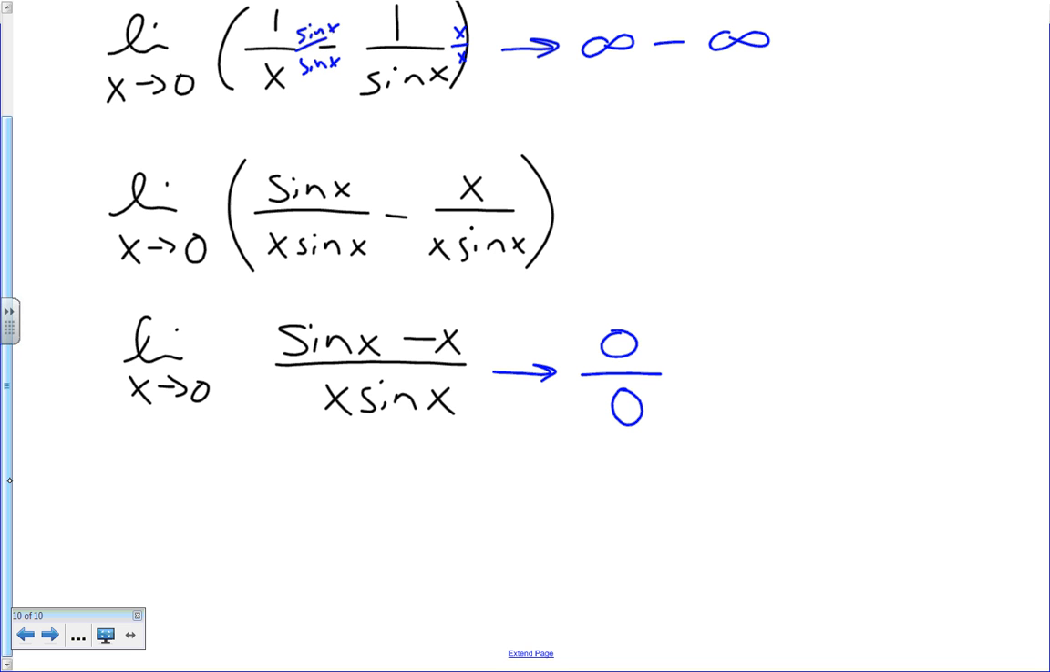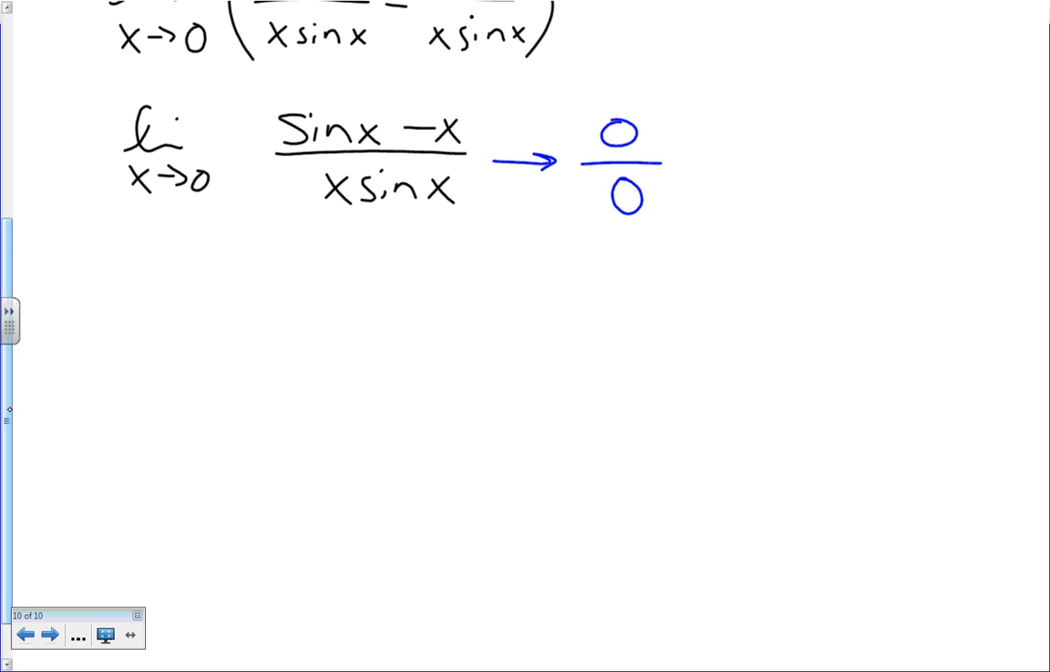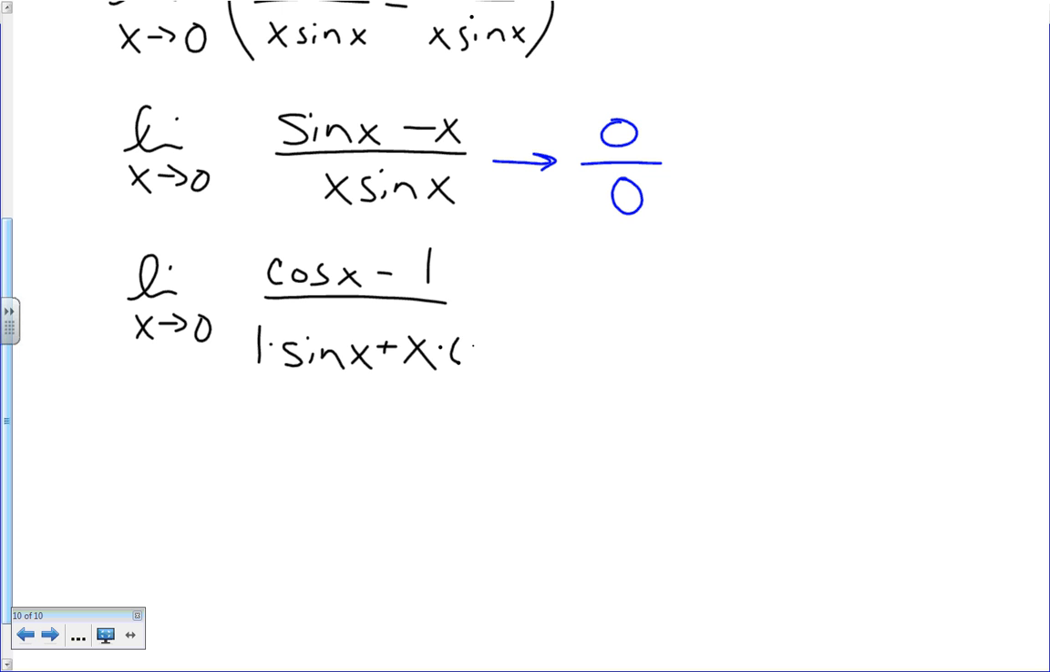So I can continue on here. We're all ready for L'Hopital's rule then. We're in that quotient form for an indeterminate. So the limit as x goes to 0. Take the derivative of the top. Derivative of sine is cosine of x, minus derivative of x is 1. In the denominator, if you got a product, you got to follow product rule then. Derivative of x is 1 times sine of x plus x times derivative of sine, which is cosine of x.